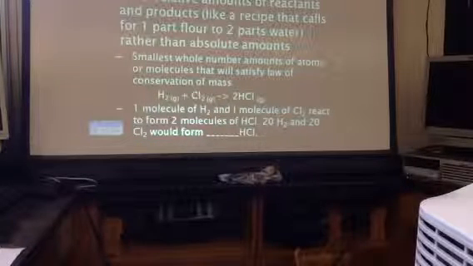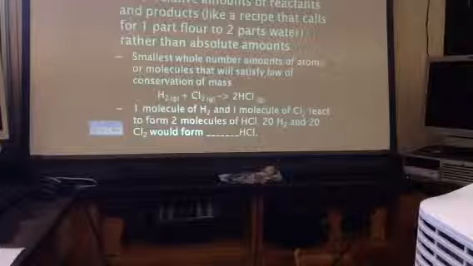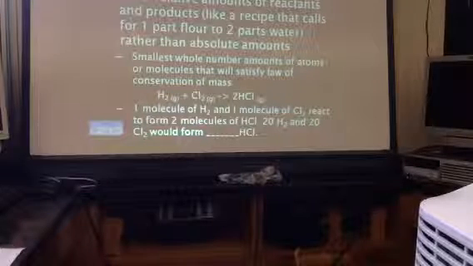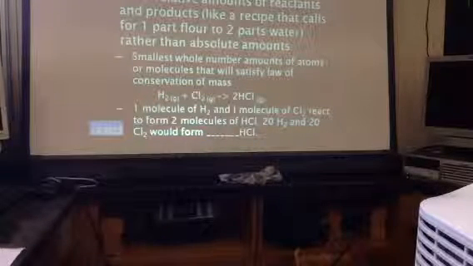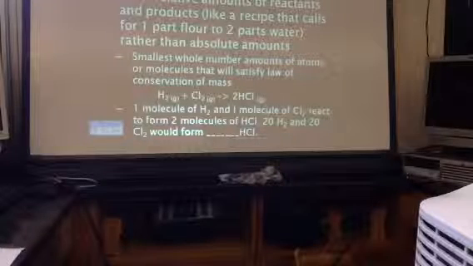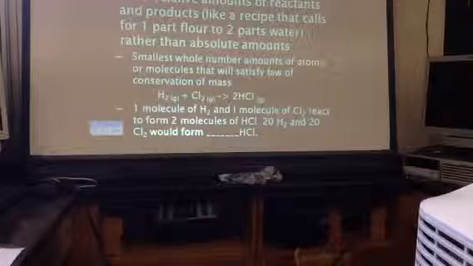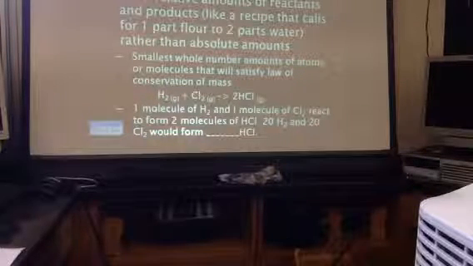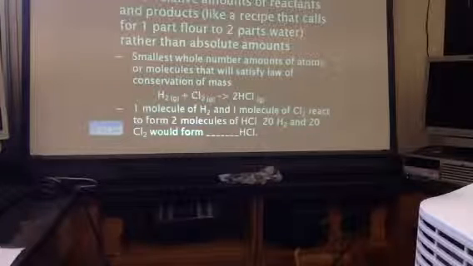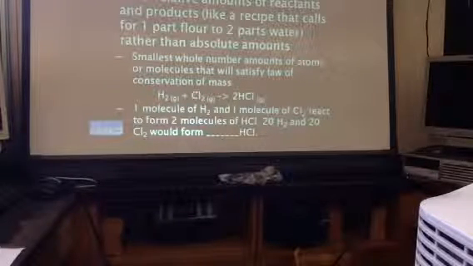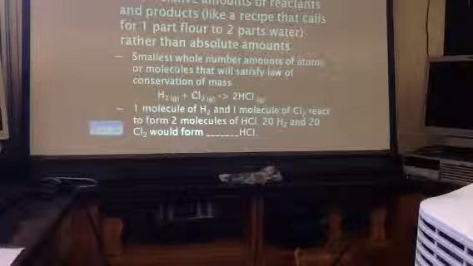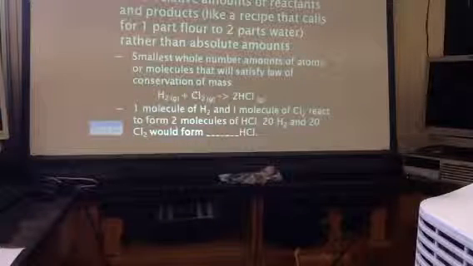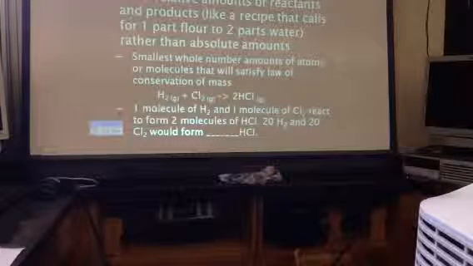Chemical equations show you the relative amounts of the chemicals that are reacting. So if you look at the equation we've got there, H2 plus Cl2 yields 2HCl. We can say that that's 1 molecule of hydrogen reacts with 1 molecule of chlorine to produce 2 molecules of hydrochloric acid. We can say that. We could also say that 1 mole of hydrogen reacts with 1 mole of chlorine to produce 2 moles of hydrochloric acid.